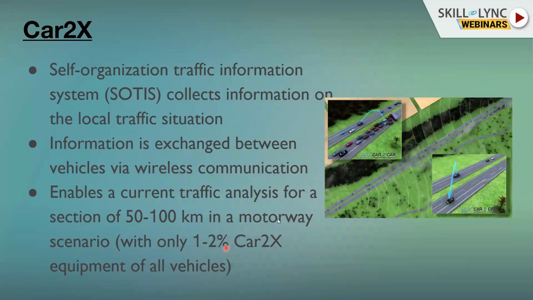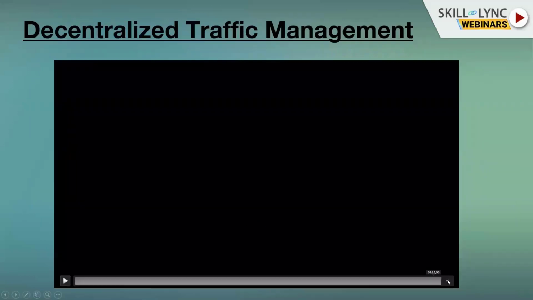So this is not really futuristic, where you say, okay, we need a penetration rate of 100%. No, only 1 or 2% of the cars with this technology is enough for us to really update a big range of the map and give this information that the others can use. So here we can take a look at a video of how this can happen.